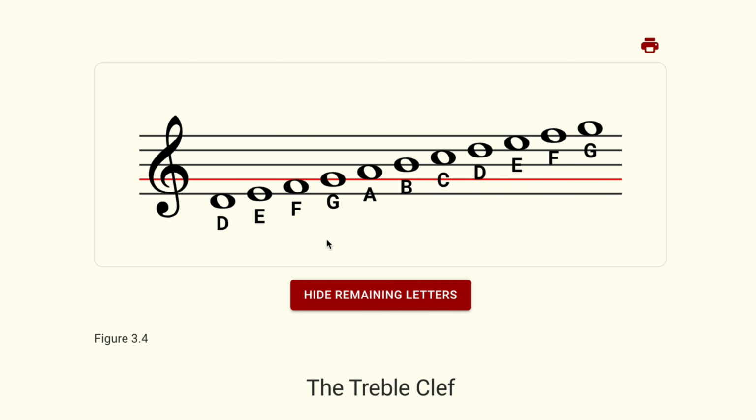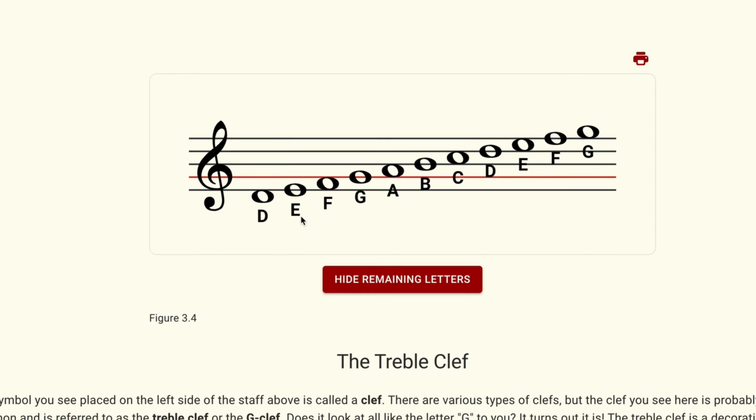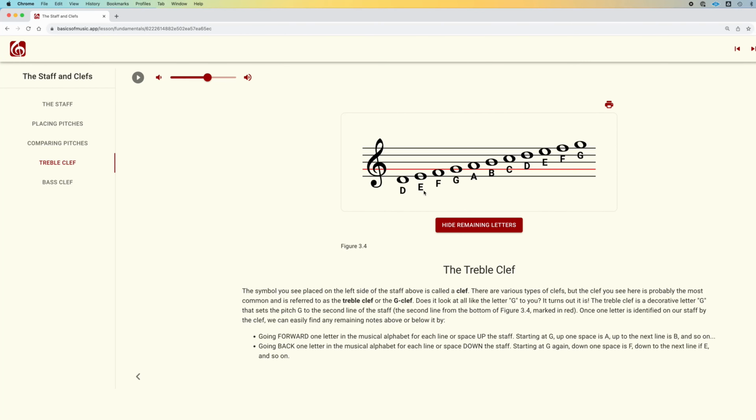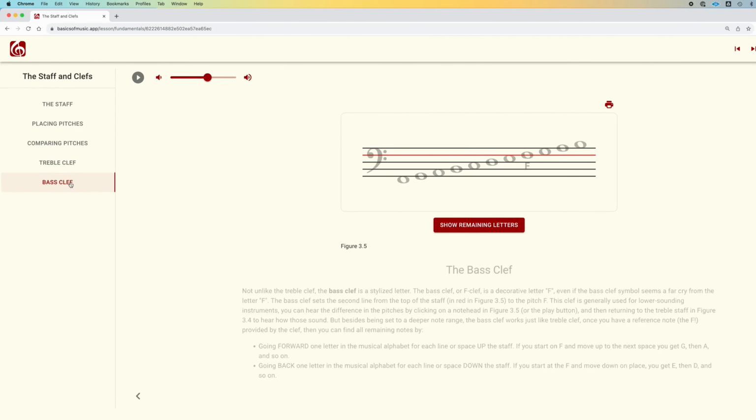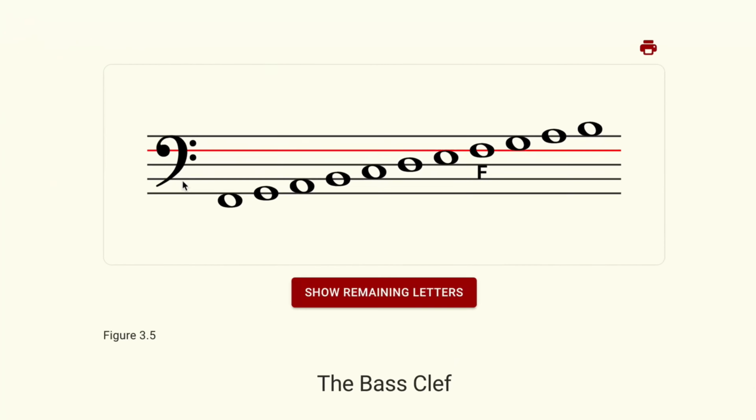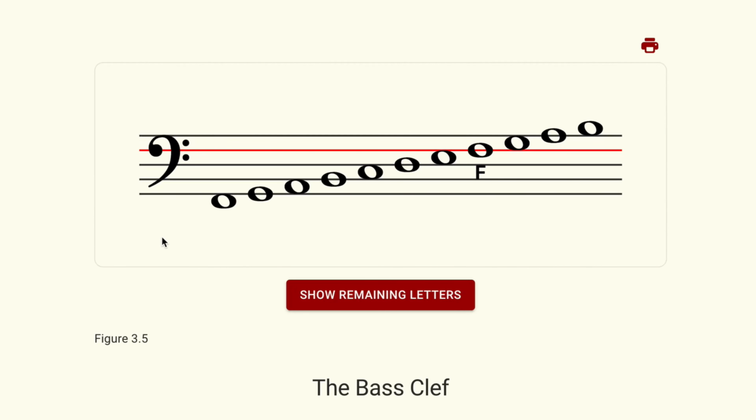And going back one letter in the music alphabet for each line or space that we go down the staff. Starting at G, that means going down one space would be F, and then down to the next line is E, and so on. You probably won't be all that surprised to hear that the bass clef is also a stylized letter. The bass clef, or F clef, is a decorative letter F, even if the symbol seems a pretty far cry from the actual letter F.